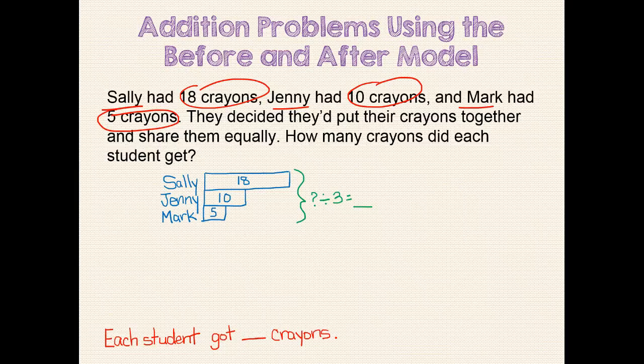The next step is to add up all the crayons. 18 plus 10 plus 5 equals 33. And finally, 33 divided by 3 equals 11. Each student got 11 crayons.